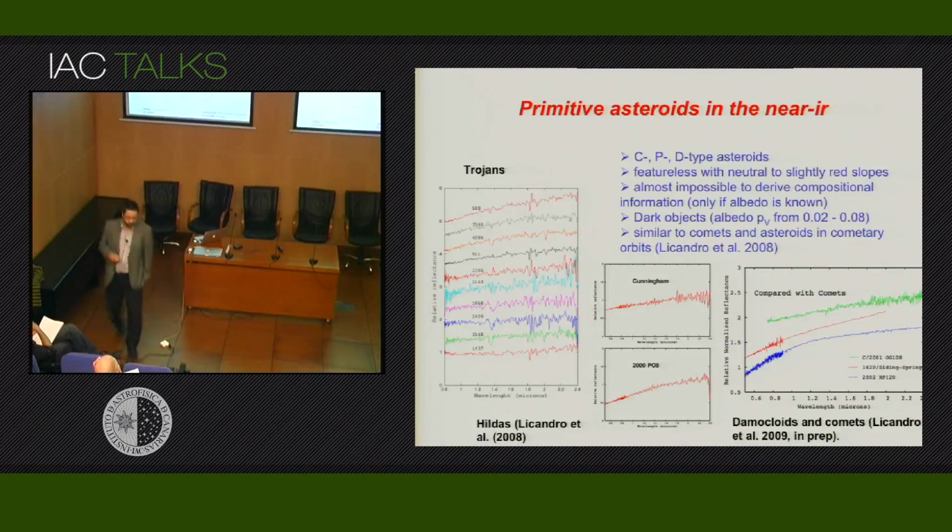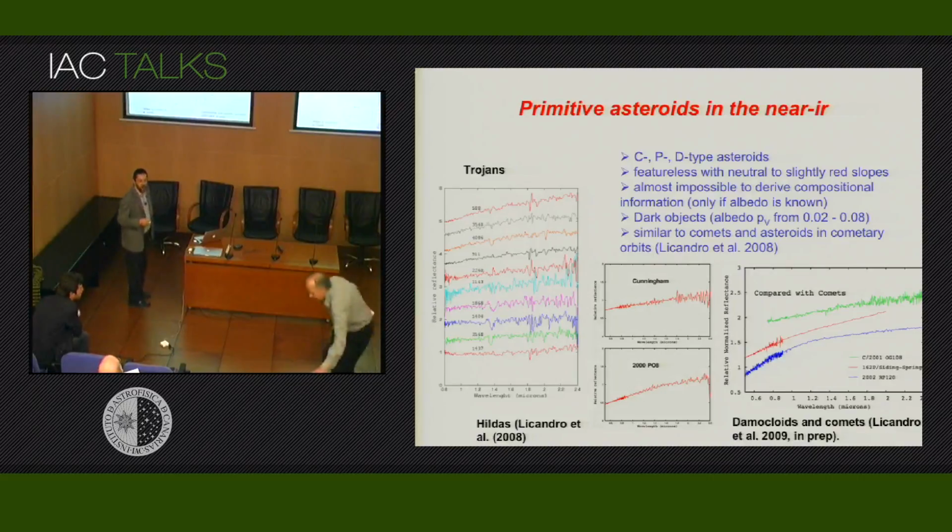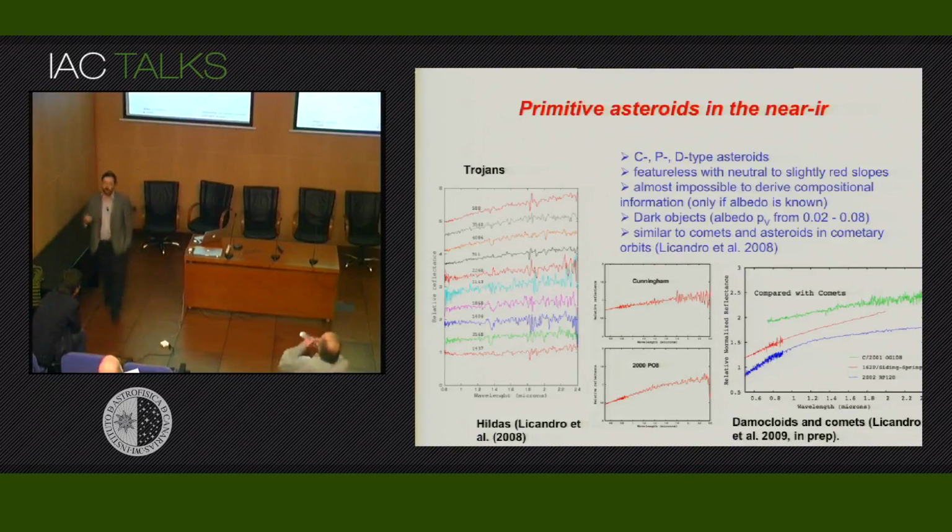These are spectra we obtained of Trojans. These are spectra we obtained of Hildas, and these are spectra of comets. This is a comet. This is another comet, and this is a Damocloid, an asteroid in a cometary orbit that we have almost 99% confidence is a dormant comet. That means a comet that is not active at all.